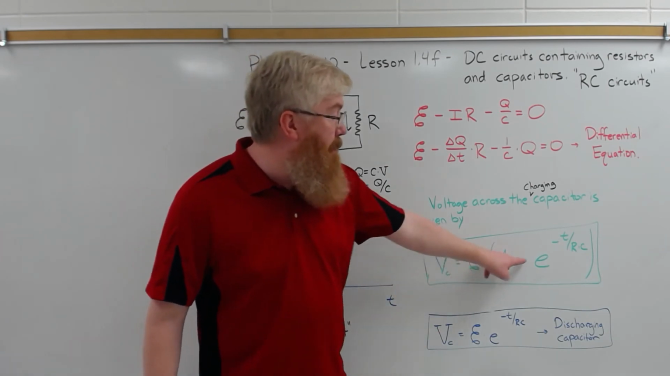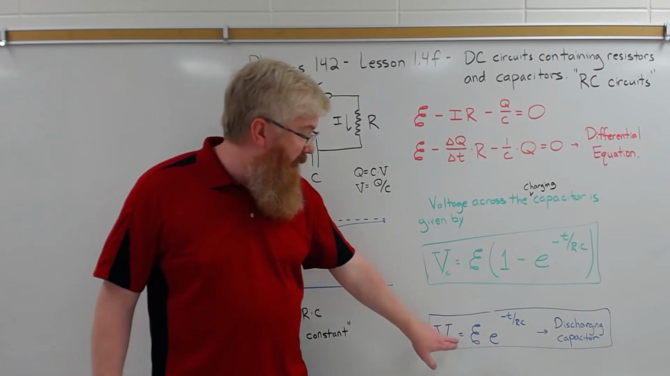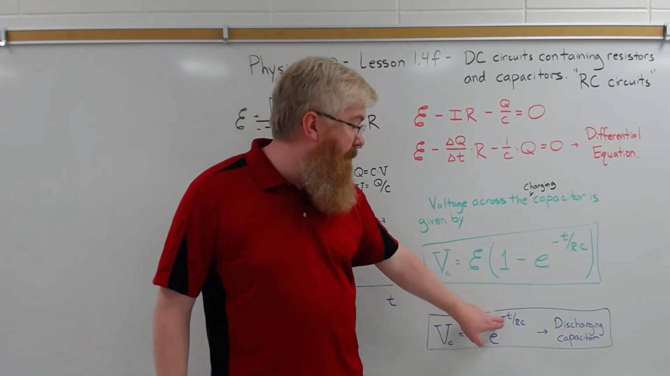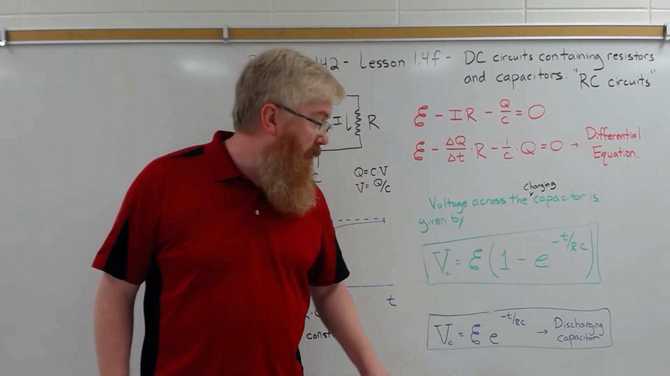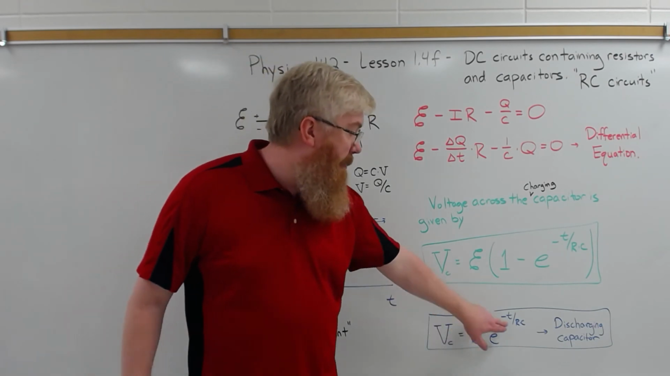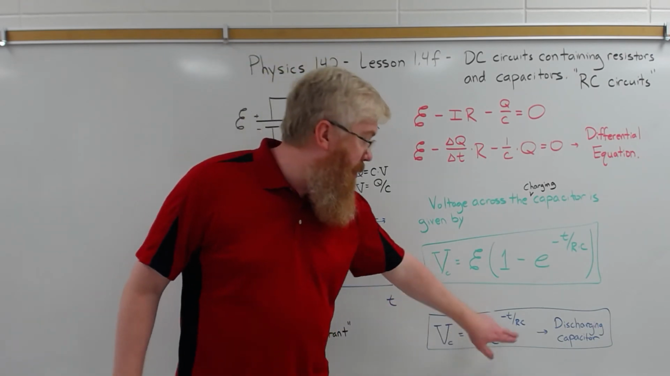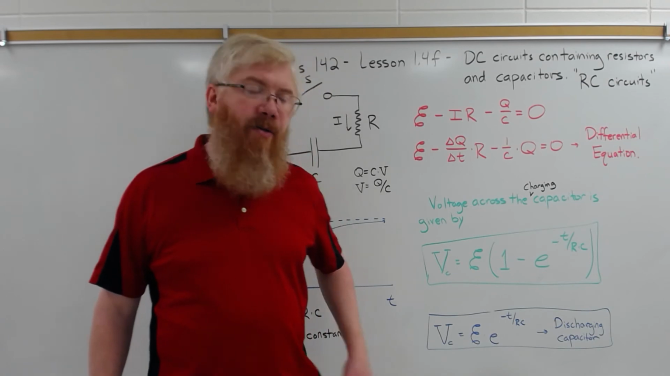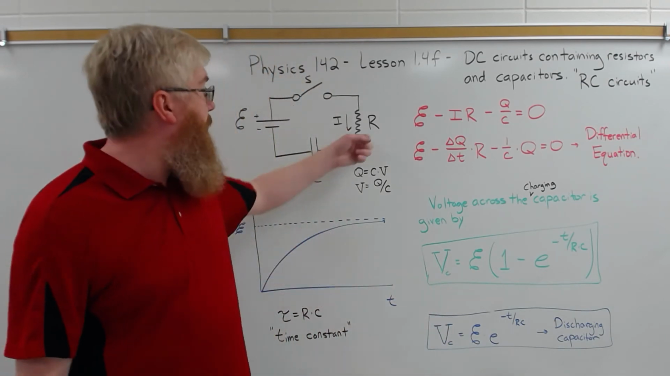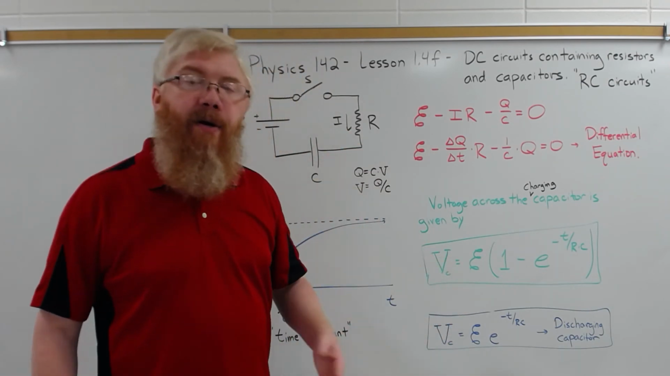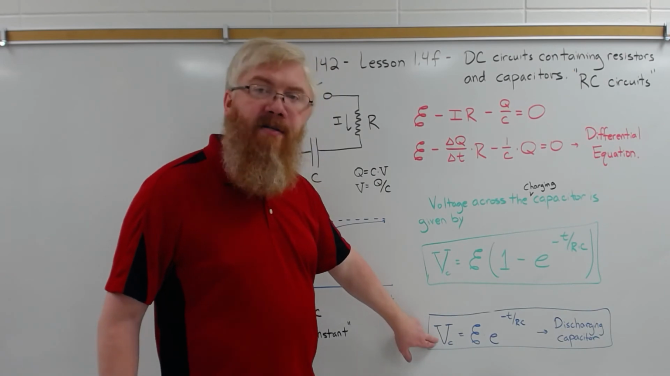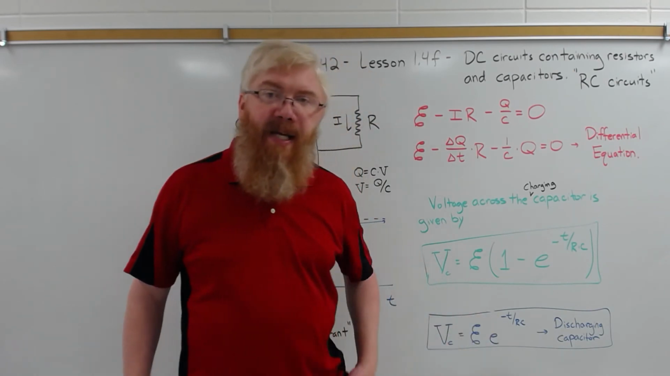You'll notice the 1 minus term is gone. It's the EMF of the battery times e to the minus t over RC. So again, if you know what the EMF of the battery is, you know the resistance of the resistor in the circuit, and the capacitance of the capacitor, you can calculate the potential across the capacitor for any time t.